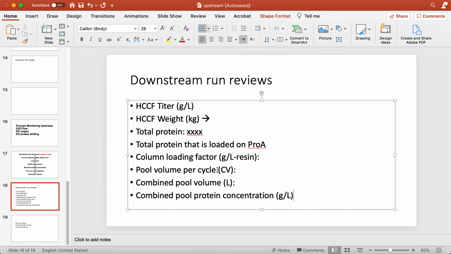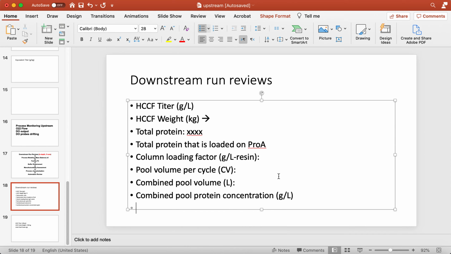Yes, there are issues with the pool volume. Sometimes pool volume is bigger compared to the previous runs, so you have to figure out why it's high, whether there are impurities coming in, what the conductivity was, whether it was different. Because if the conductivity is off, then your impurities won't bind to the resin, and then your pool volume is going to be bigger, right?